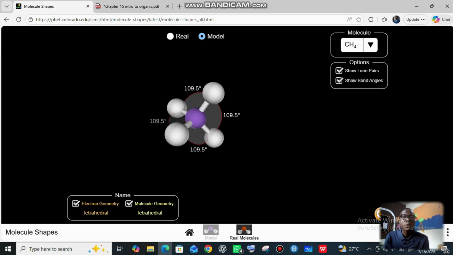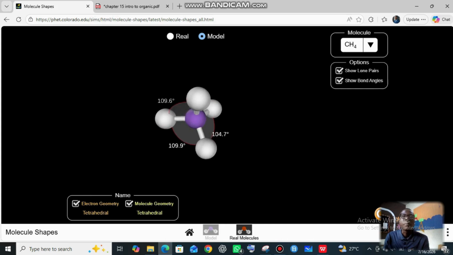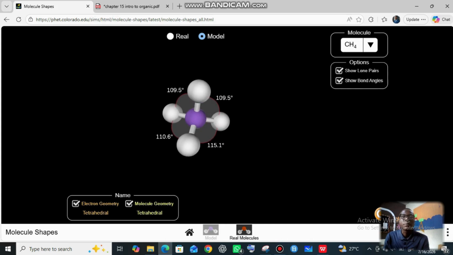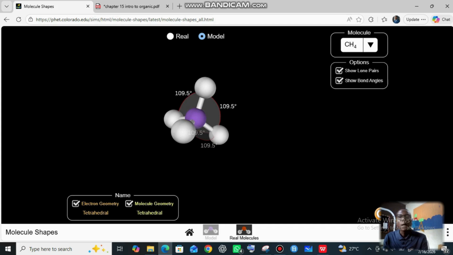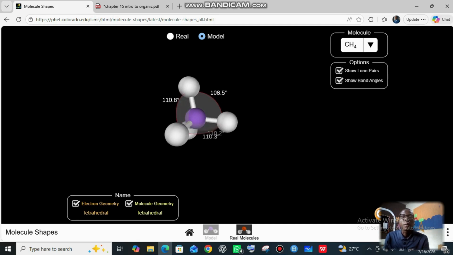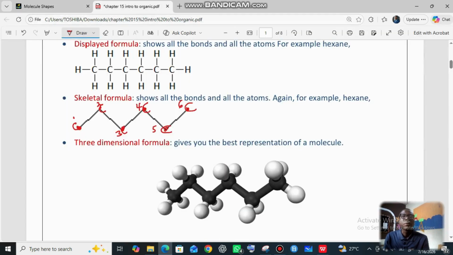When you come down, you also see the shape of the molecule, which is tetrahedral for methane. Generally, the alkanes have a tetrahedral shape, and that is what is common to the alkanes.